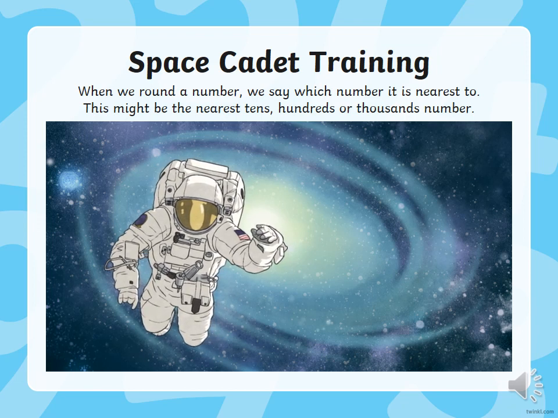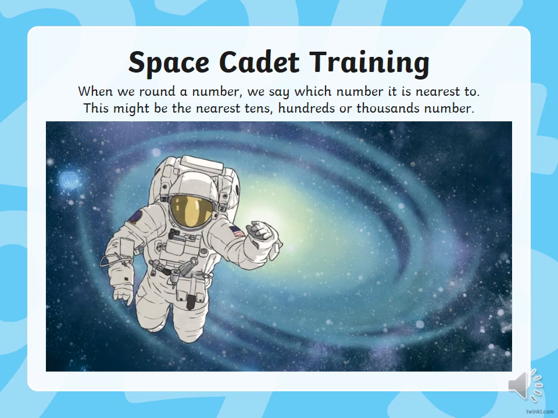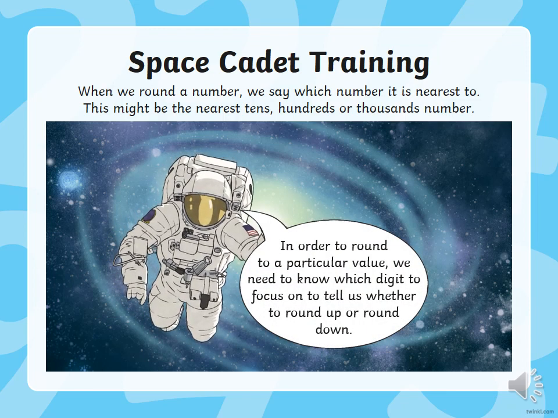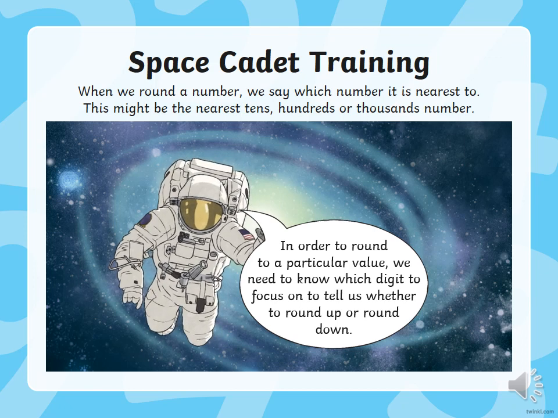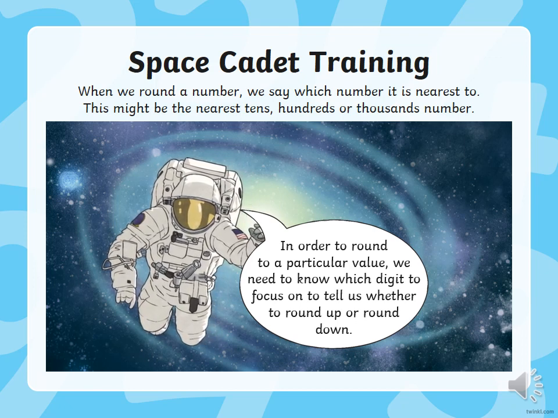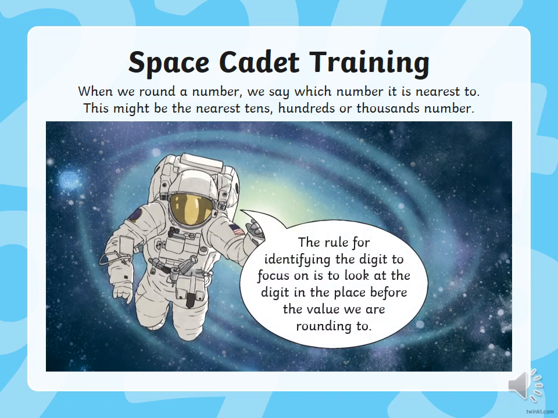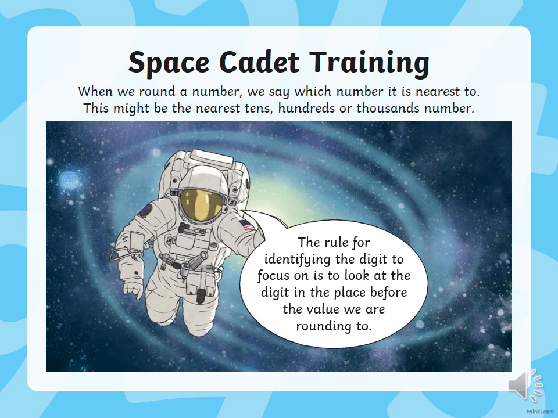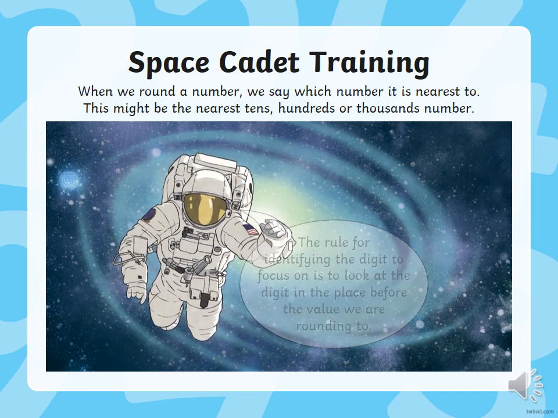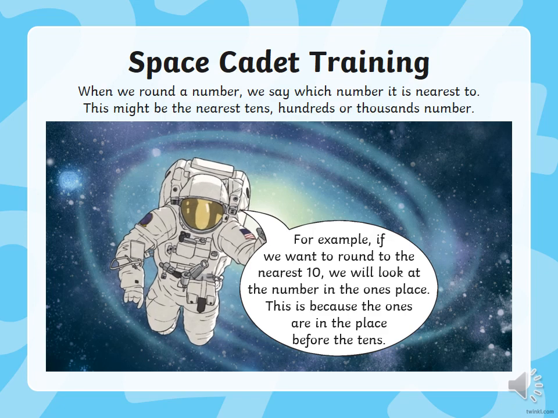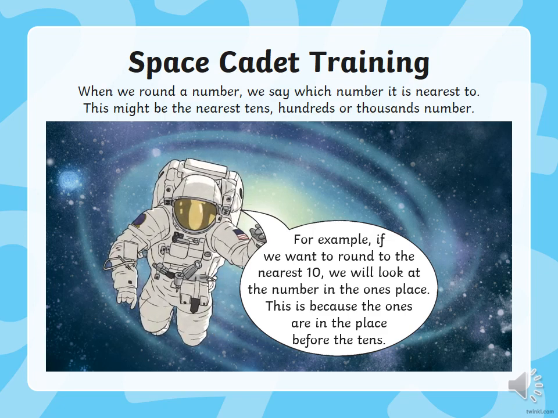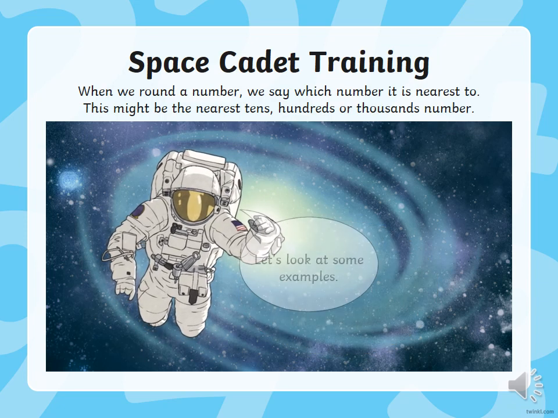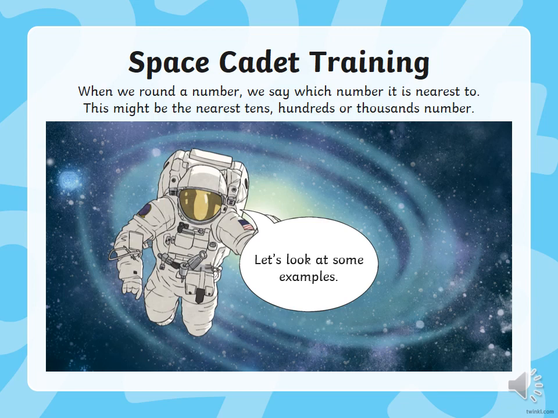When we round a number, we say which number it is the nearest to. This might be the nearest tens, hundreds, or thousands number. In order to round a particular value, we need to know which digit to focus on, which tells us whether to round up or down. The rule for identifying the digit to focus on is to look at the digit in the place before the value we're rounding to. For example, if we want to round to the nearest 10, we will look at the number in the ones. This is because the ones are in the place before the tens. Let's look at some examples.